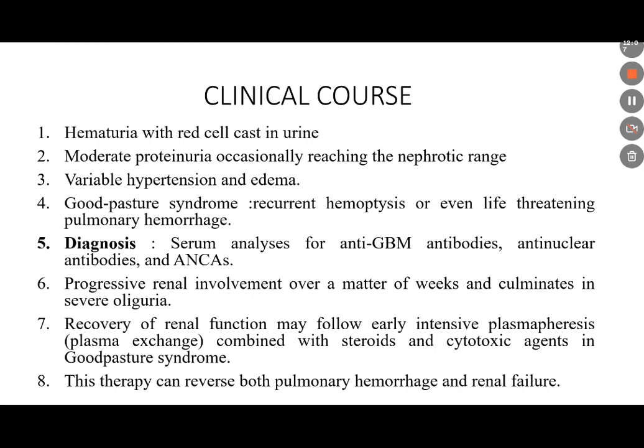Clinically, the patient will have hematuria with red cell casts in the urine. There is moderate proteinuria. Occasionally it may reach the nephrotic range. Variable hypertension and edema. If the patient has Goodpasture syndrome, he will have hemoptysis or even life-threatening hemorrhage in the lungs. So the diagnosis is made by serum analysis for anti-GBM antibodies or ANCA antibodies or ANA. There is progressive renal involvement, and eventually the patient will have severe oliguria, but the renal function will recover after normal therapy.